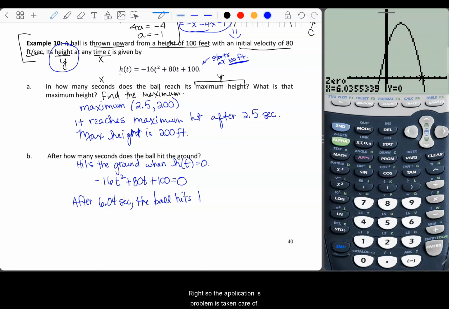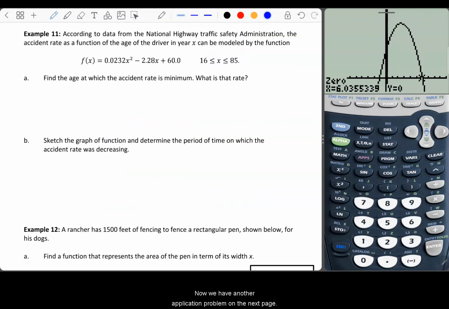All right, so that problem is taken care of. Now we have another application problem on the next page, which is about having accidents, and it's pulled from the National Highway Traffic Safety Administration website. And the accident rate is a function of age, and it can be modeled by this. Now notice the 16 to 85, so it's 16-year-olds to 85-year-olds, their accident rate can be modeled by that function.